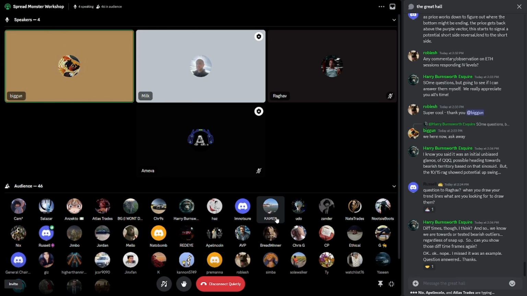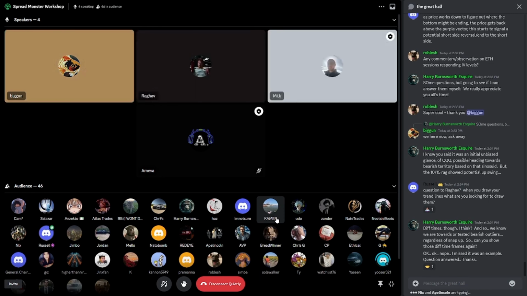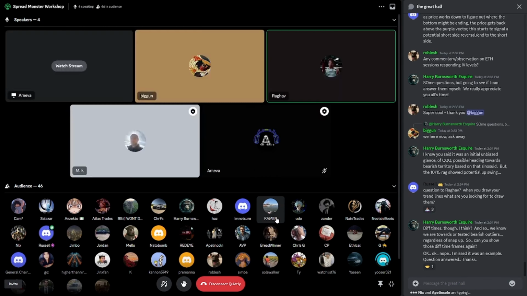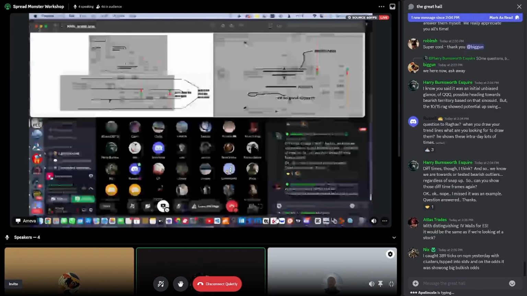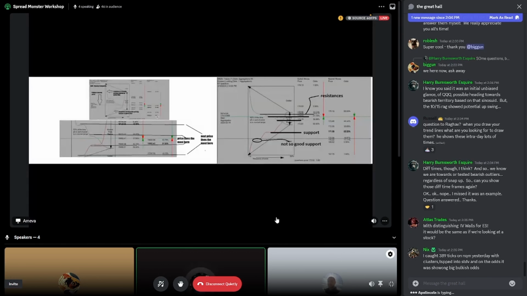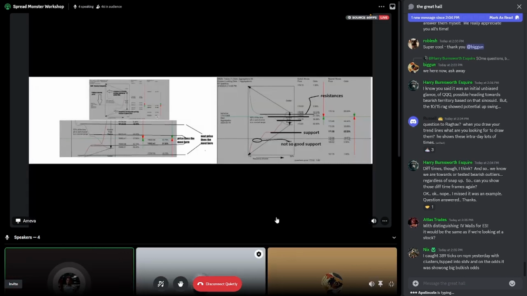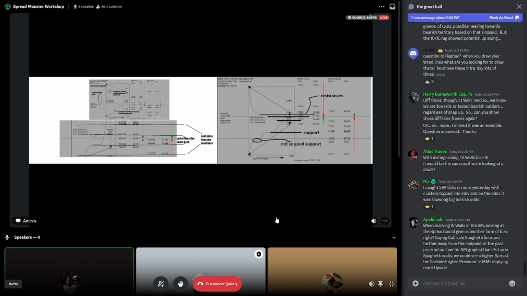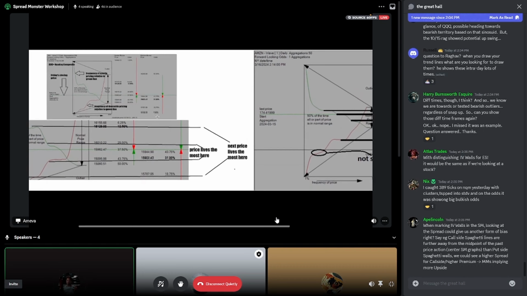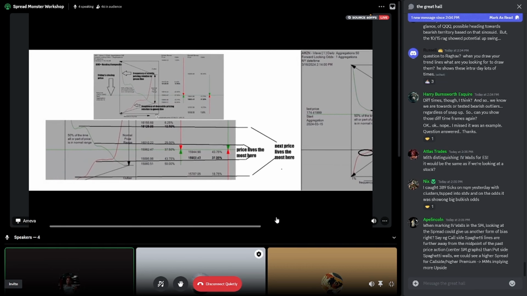I've got a question for Raghav here as well. Raghav, when you draw your trend lines, what are you looking for to draw them? So first of all, there's quite a misunderstanding amongst people that the trend line is actually just a line. Basically, what I've noticed with like 5 to 6 months of experience with it is that it's actually quite an area in the fractals that can give support to a trend line.